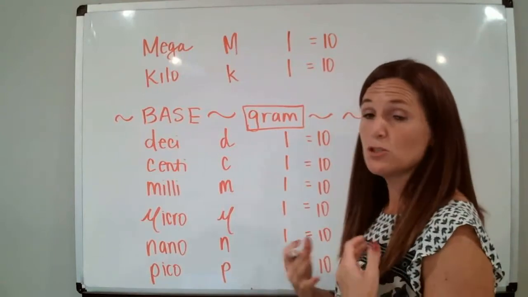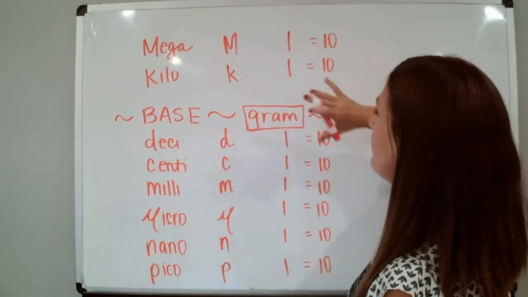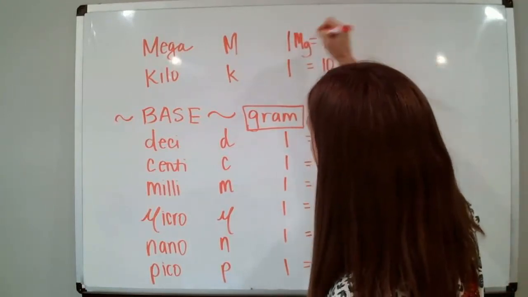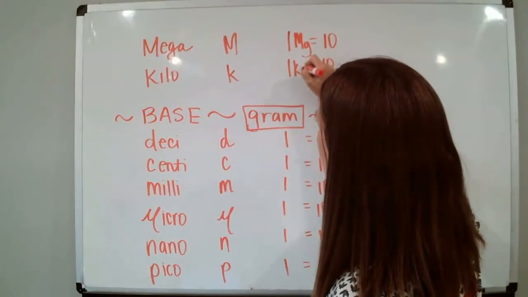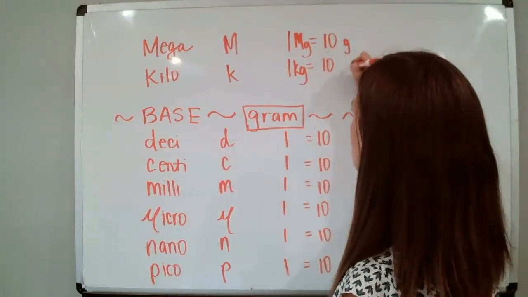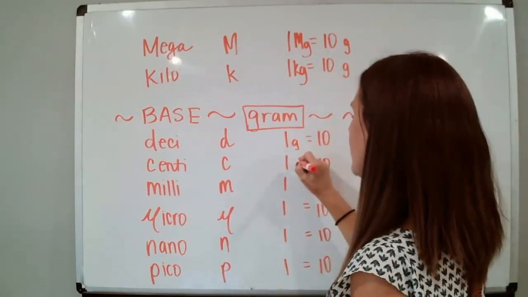Okay, so now comes the tricky part. Okay, this is the trickiest part. Remember that above the base, we get megagram and kilogram are going over there, okay? And then this is going to be just grams. But below the base, it's always 1 gram.